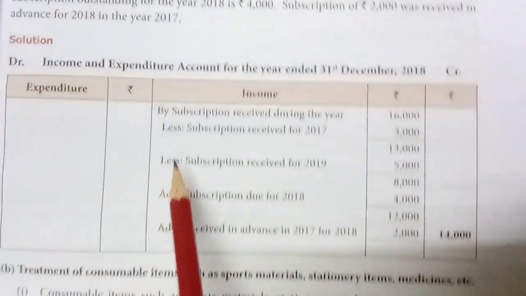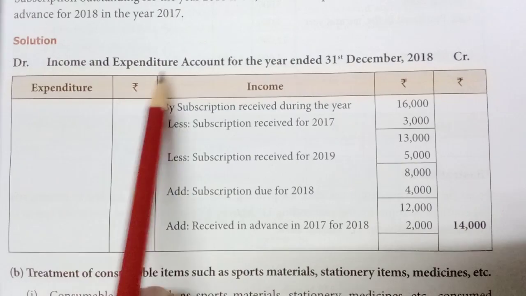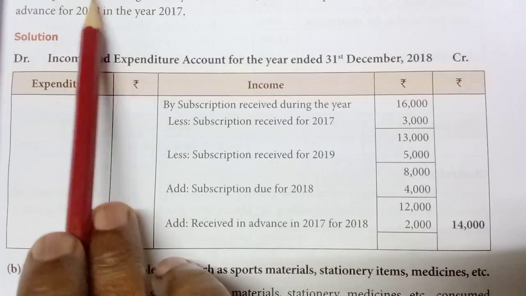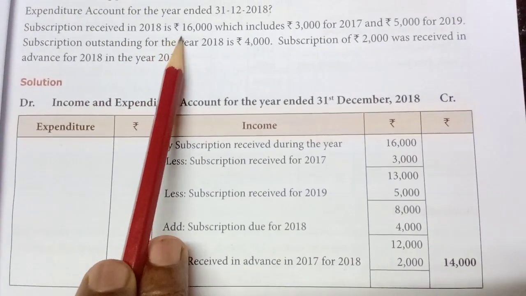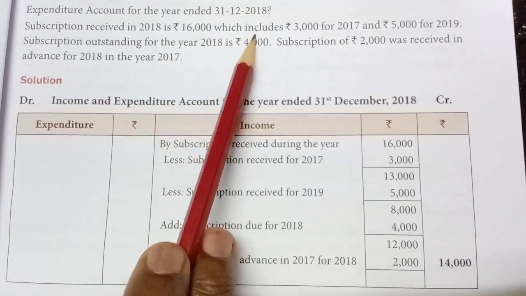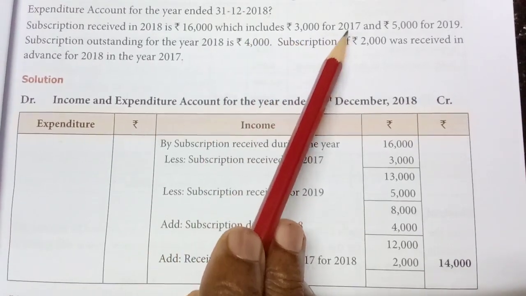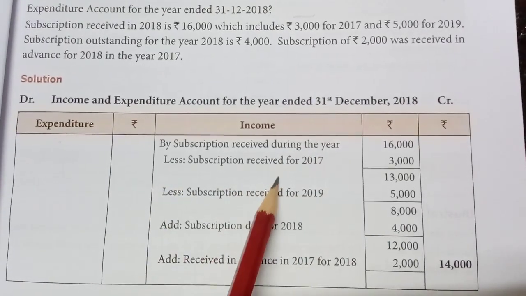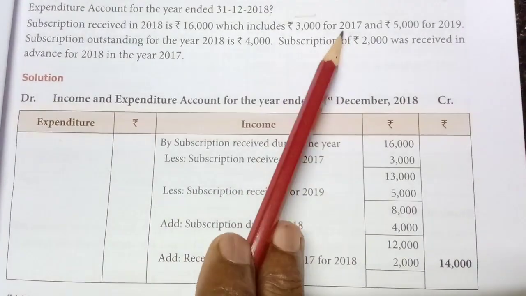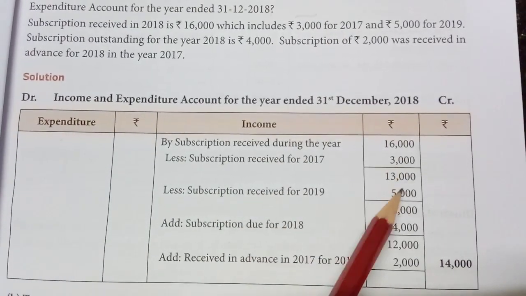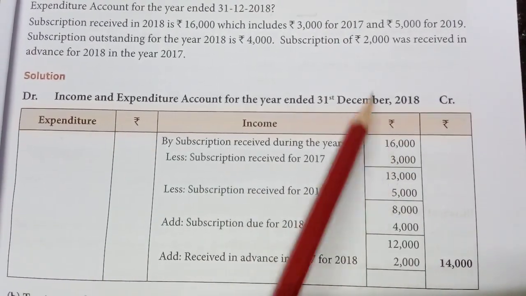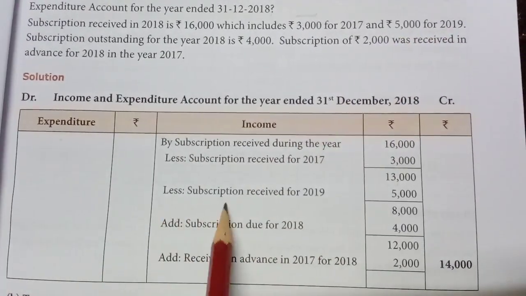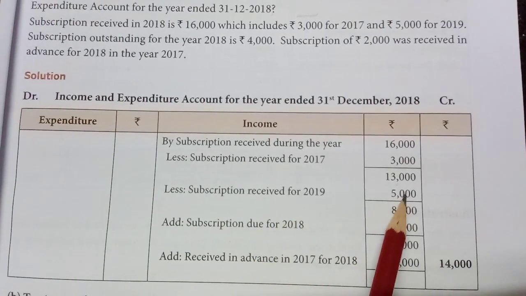Okay, very easy only. So first, in the income and expenditure account, the income side should be taken. So by subscription received during the year 16,000. This includes 3,000 for 17. So this must be deducted, isn't it? So we have to write less subscription received for 2018, 3,000 we have to deduct. Then write the balance 13,000. Next, 5,000 for 19. This also should be deducted. So less subscription received for 19, 5,000.